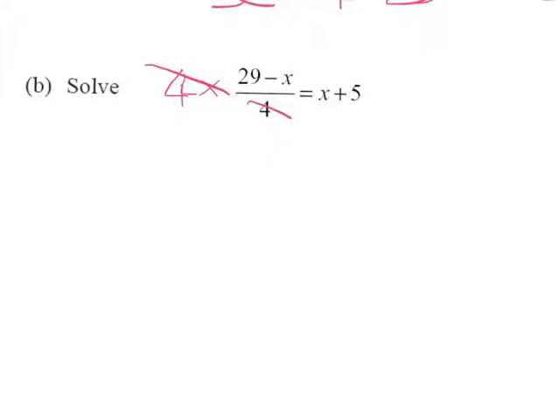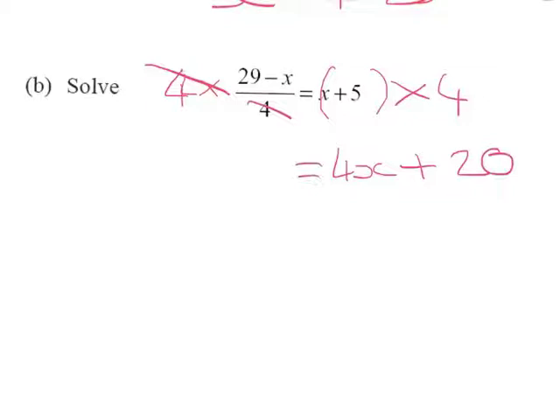Remember, of course, if we are going to divide or multiply by 4 on one side, we must multiply the other side by 4. Solving equations is always about doing the same thing to both sides. But if we multiply the right hand side by 4, we need to multiply all the right hand side by 4. So x plus 5 in brackets. If we do x times by 4, we get 4x. If we do 5 times by 4, we get 20, positive 20 of course. That equals 29 take away x, which is just what was on the top of the fraction before, the numerator of the fraction. Okay, now we have something a bit more familiar with.